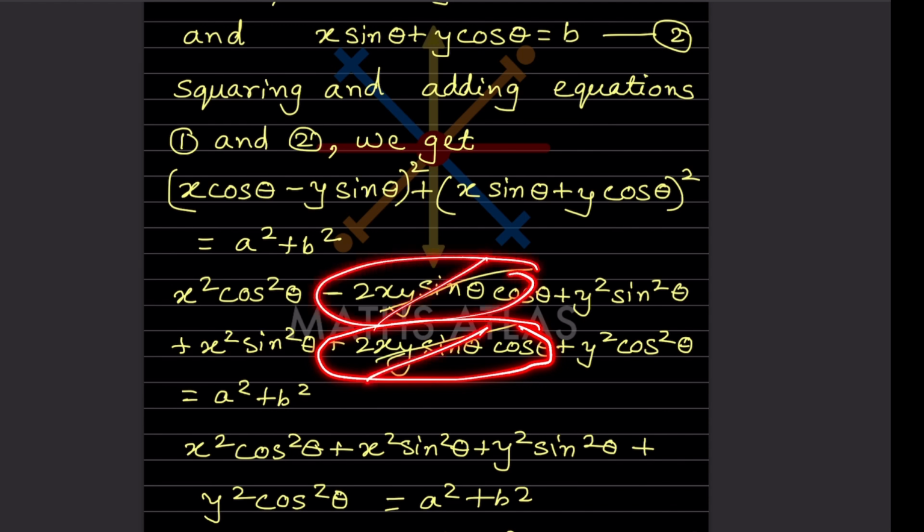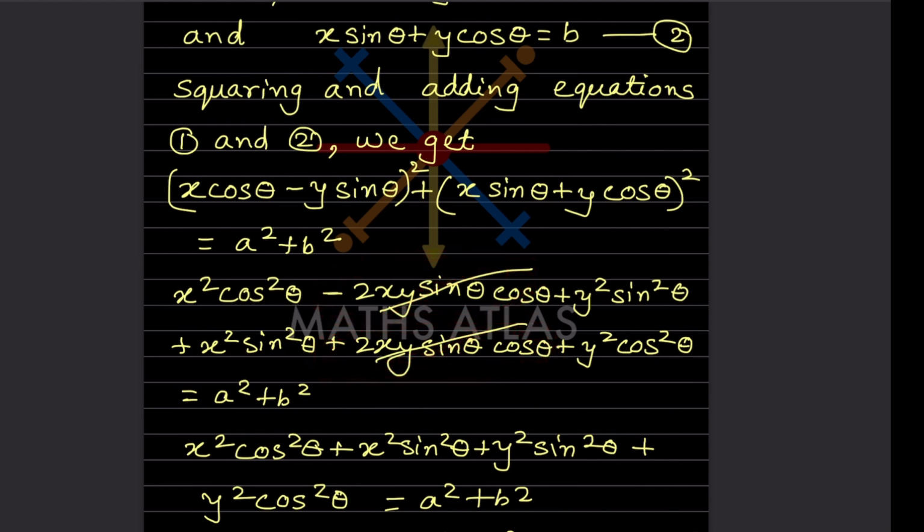Now what remains is, let us see here, the x terms we can take together: x square cos square theta plus x square sin square theta. This is what I have taken over here. And then what remains is y square sin square theta plus y square cos square theta. This is what I've written here.